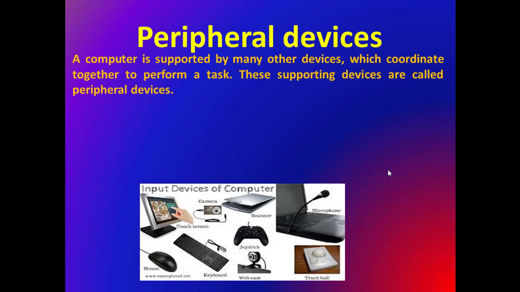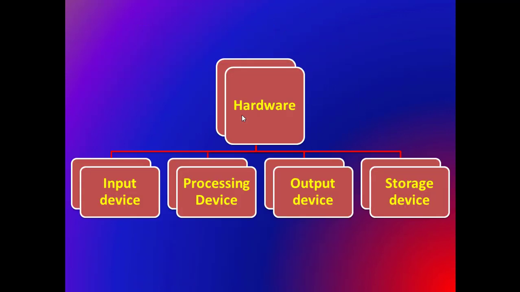Peripheral devices. A computer is supported by many other devices which coordinate together to perform a task. These supporting devices are called peripheral devices. Here are some examples of the peripheral devices. These are the keyboard, scanner, joystick, camera, chatbot. These all are the peripheral devices. I have already told you, peripheral devices means hardware devices which are connected to your CPU.